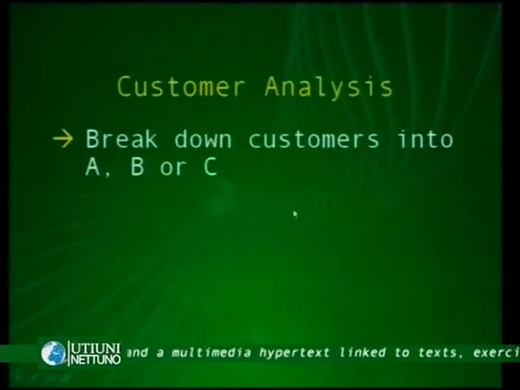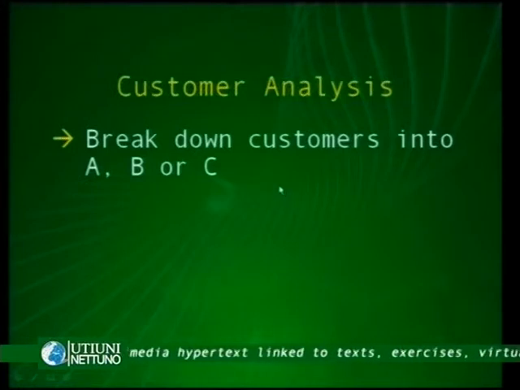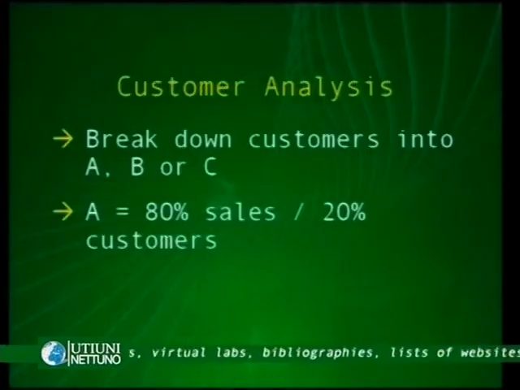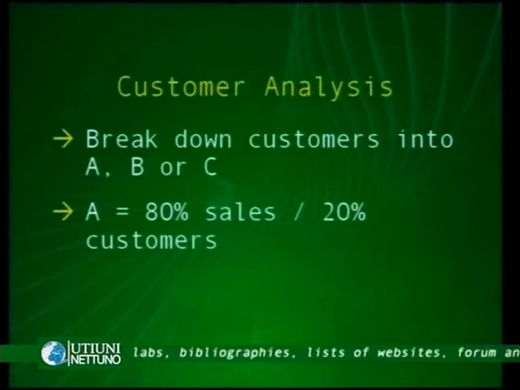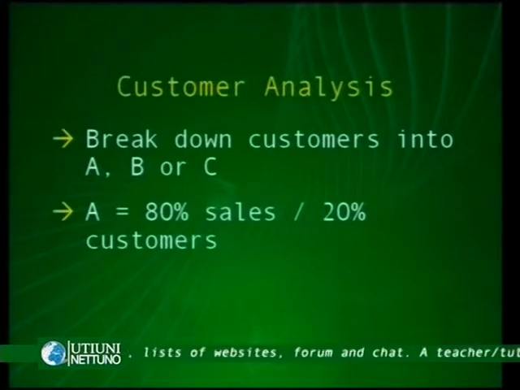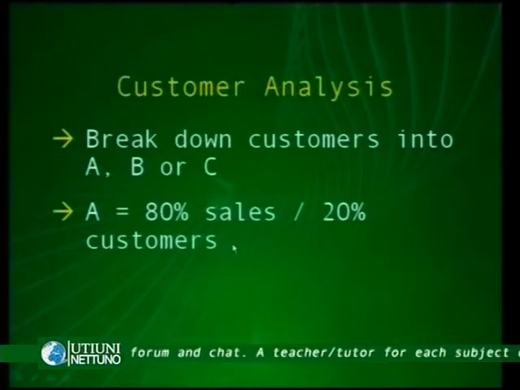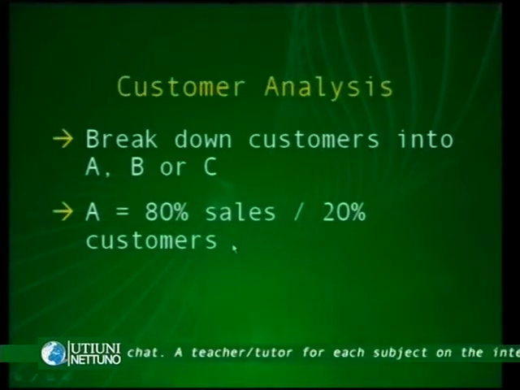So in customer analysis, again, we break things down by A, B, C. It's a nice way of saying, these are customers that are really important to us, the A customers. That's the top 20%. And then 20% in customers, 80% in sales. That's what's called a Pareto analysis. And it's a very useful way of looking at companies, looking at products, looking at things like that.